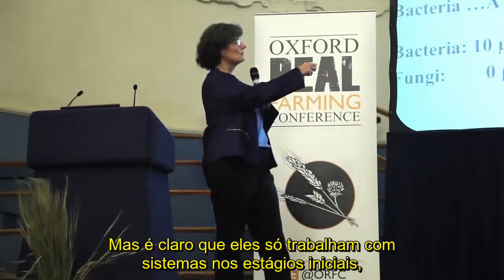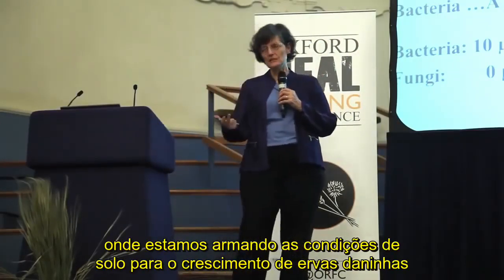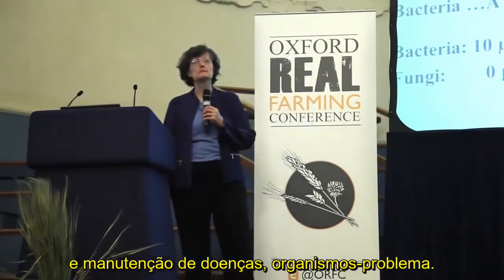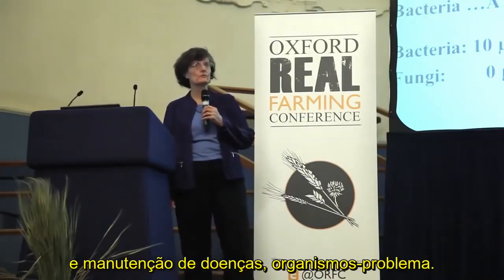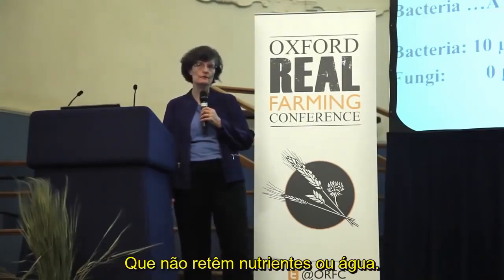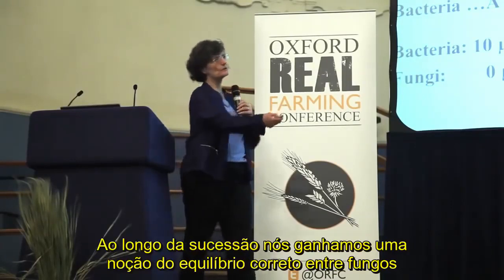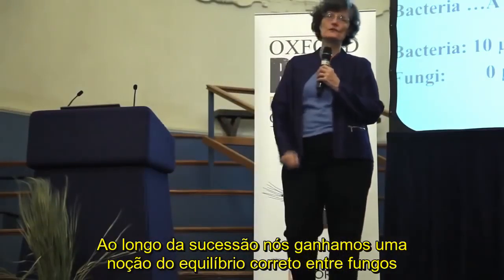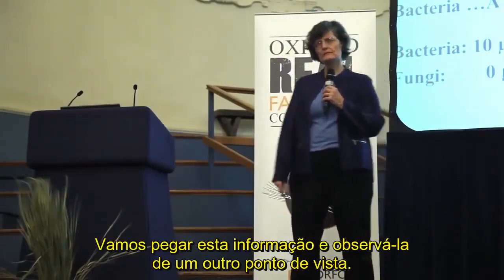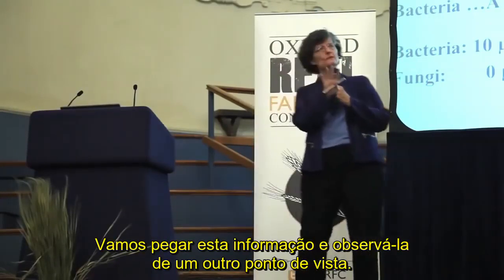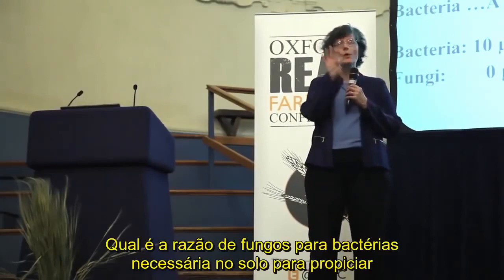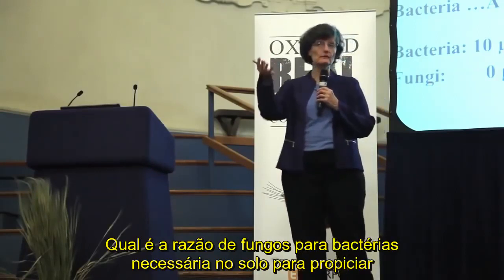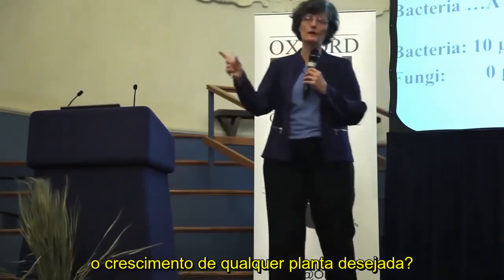Yeah, it's this stage where we are setting the conditions in the soil to grow weeds, maintain the diseases, maintain the problem organisms. Don't retain your nutrients or your water. So as we're going through succession, we get an idea of what's the proper balance of fungi to bacteria. So can we take this information and look at it from a different point of view? What is the fungal to bacterial biomass ratio that you need to have in your soil to set the stage to grow whatever plant you want to grow?